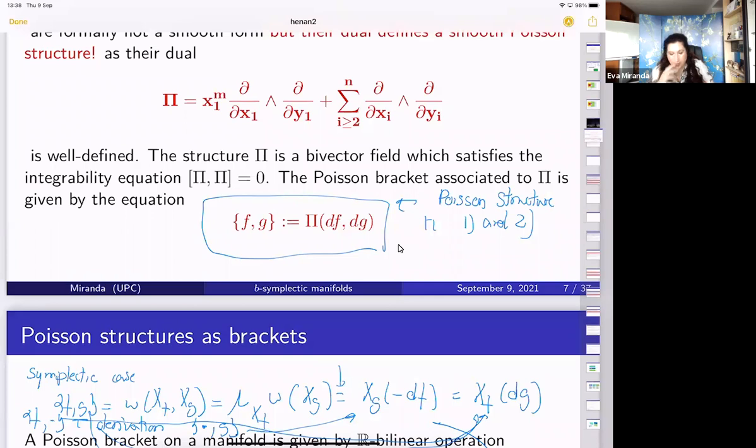You agree with me? So that's the formula that gives you, if you have a bivector field, how you can go from the bracket to the bivector field. And that's the formula that you can use. There are some examples in the list that are very interesting on how to do this.